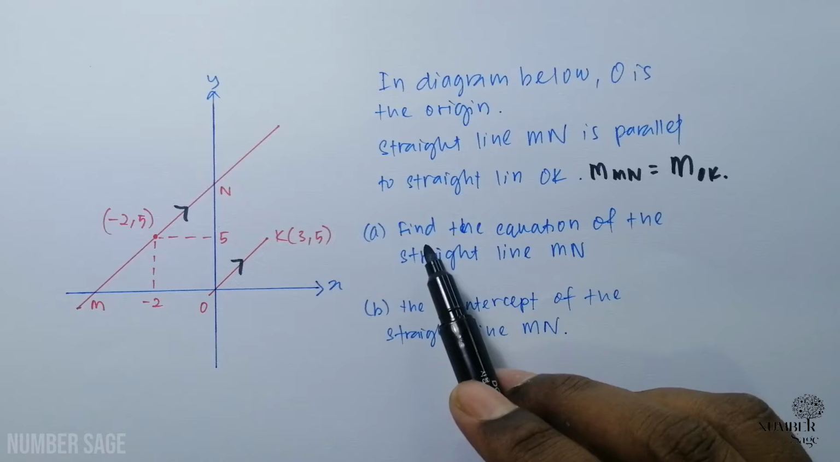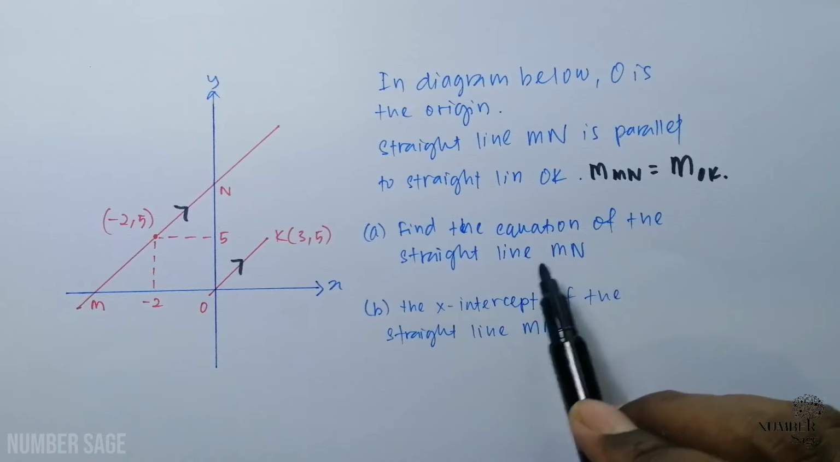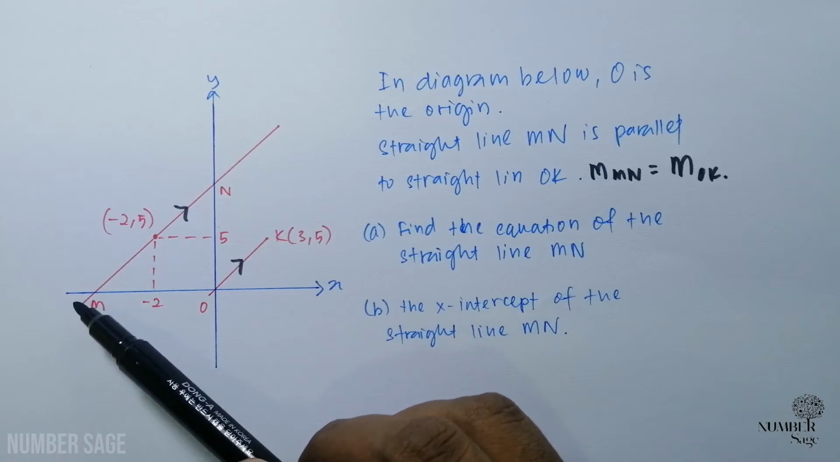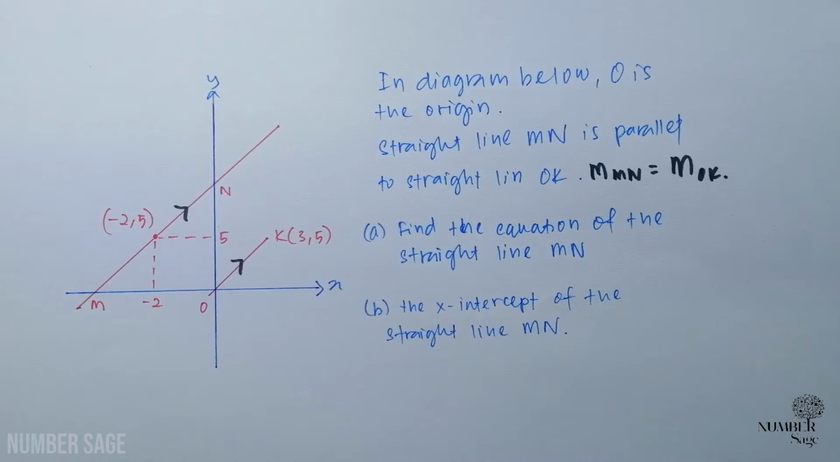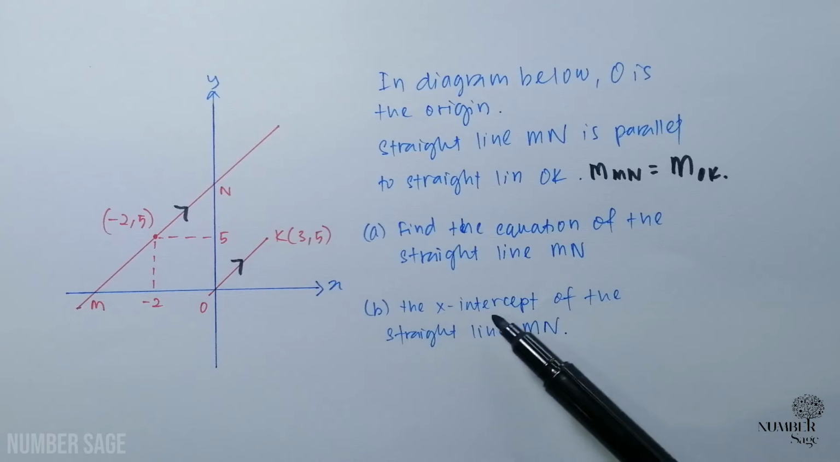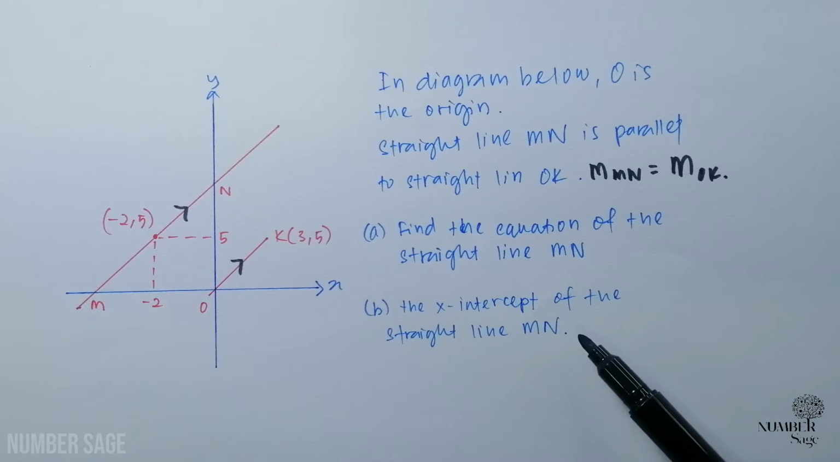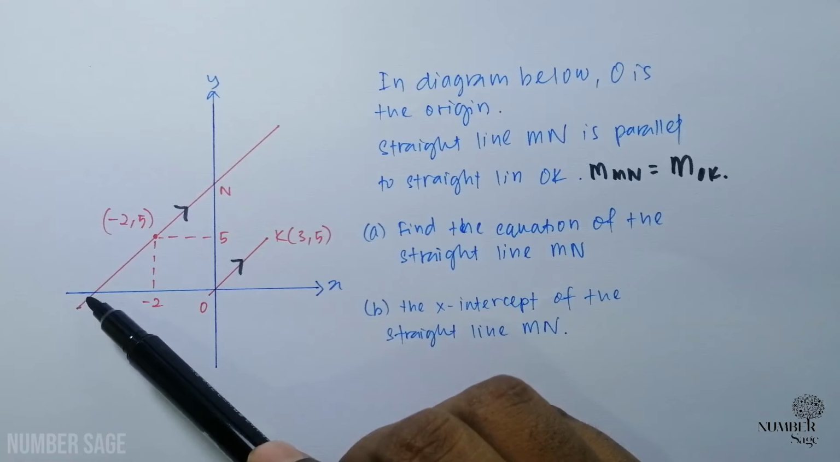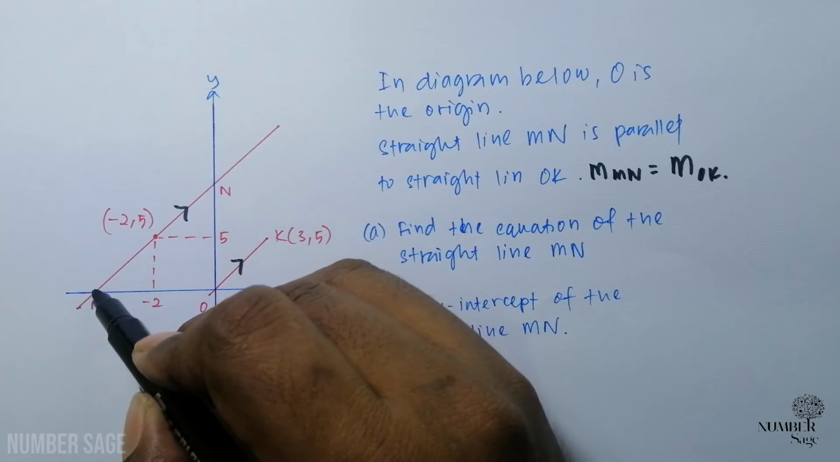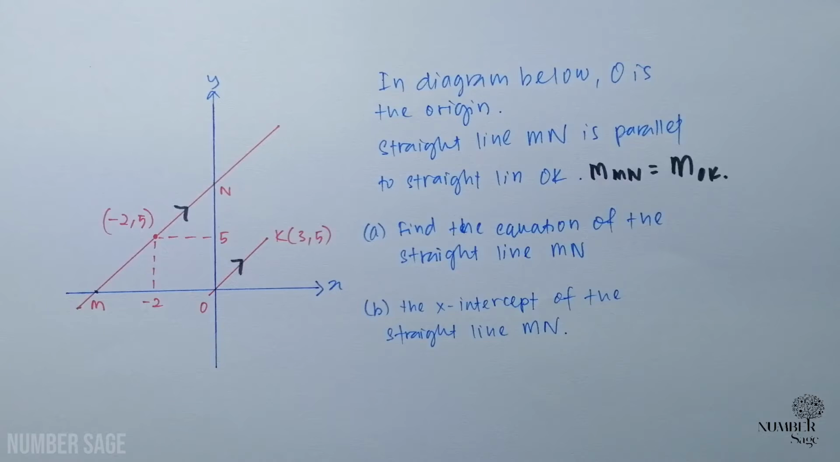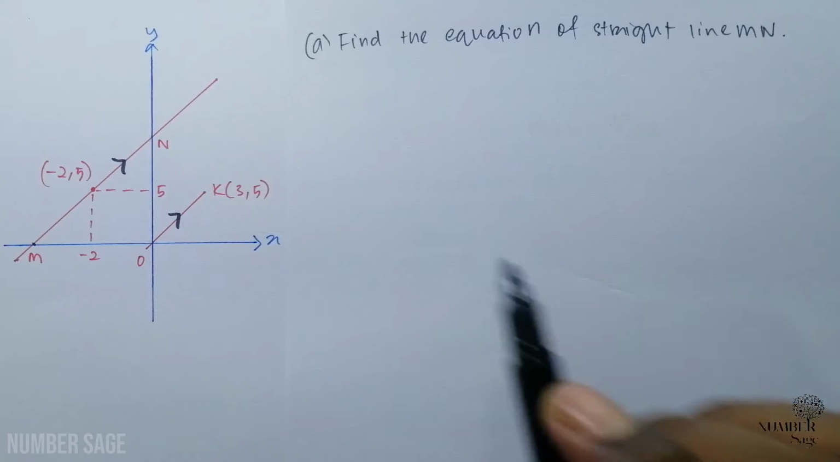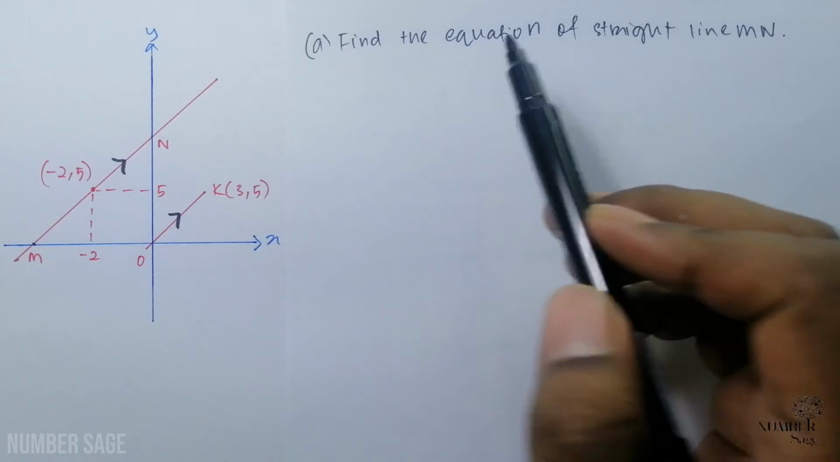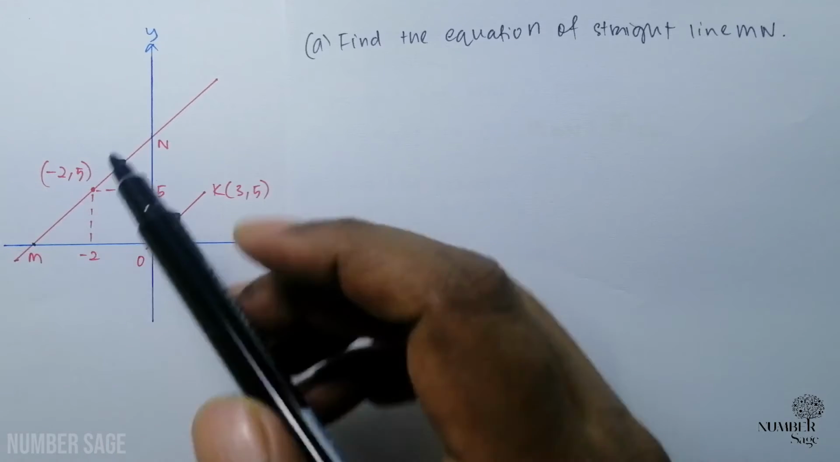The first question wants us to find the equation of the straight line MN. The second one is the x-intercept of the straight line MN. If it's the x-intercept, y is equivalent to 0. Now let's see how to solve this question. The first question wants us to find the equation of straight line MN.